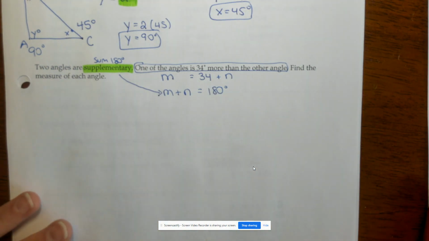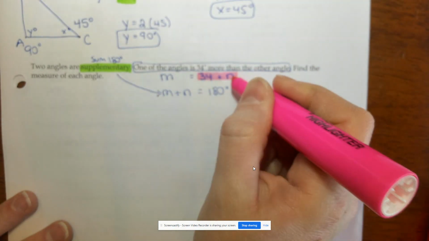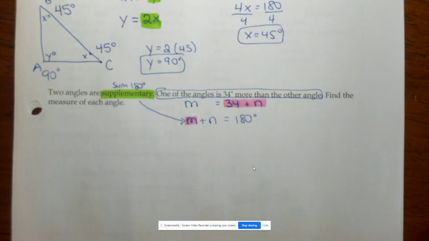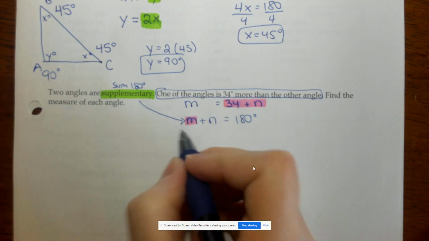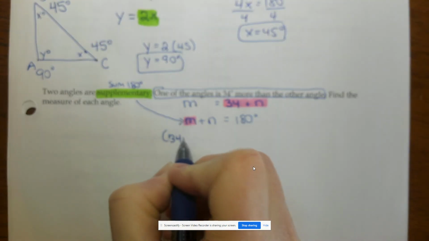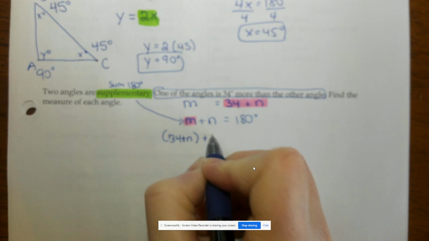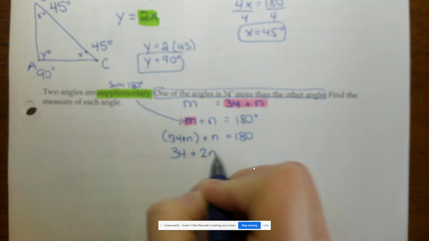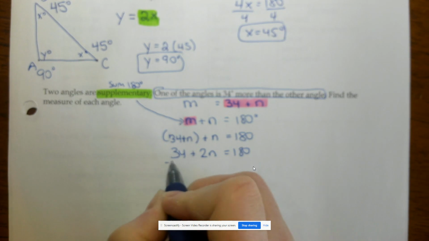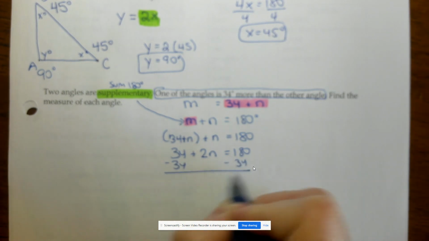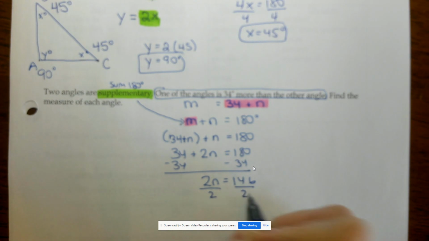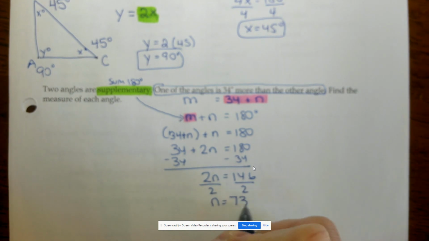So now, anywhere that I see 34 plus N, it's worth M. I can put it in place of the letter M in the second one. So instead of the M, I'm going to put the 34 plus N, then plus N equals 180. So that's 34 plus 2N. And I'm going to subtract the 34 from both sides. 2N equals 146. And divide both sides by 2, N equals 73.